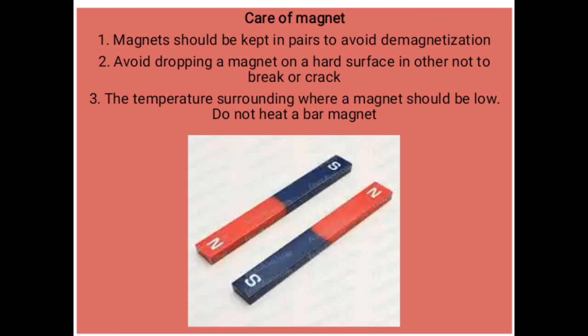Now, avoid dropping a magnet on a hard surface. Yes, avoid hitting it on a hard surface, so that it will not break or crack. Are you with me? Avoid hitting it on what? A hard surface. Now, the third, the temperature surrounding where a magnet is kept should always be low. The temperature surrounding a magnet should be what? Low. So keep your bar magnet where there is no sunlight. If not, that magnet will be what? Demagnetized.